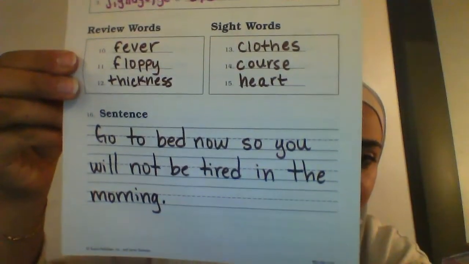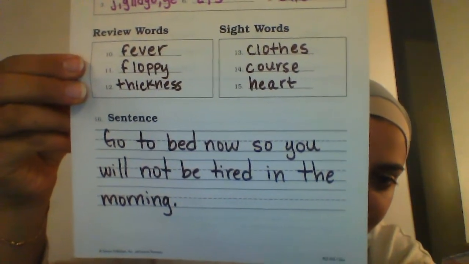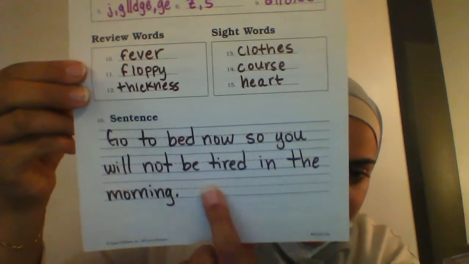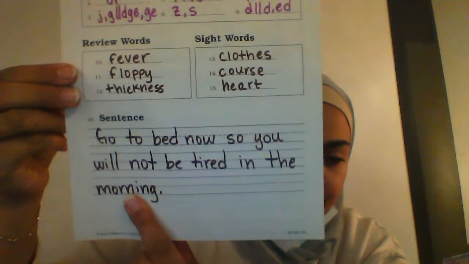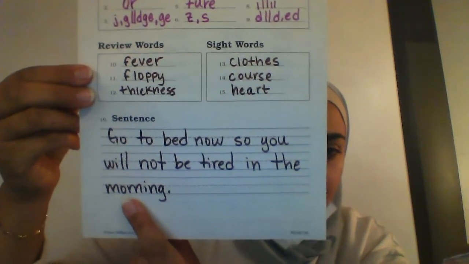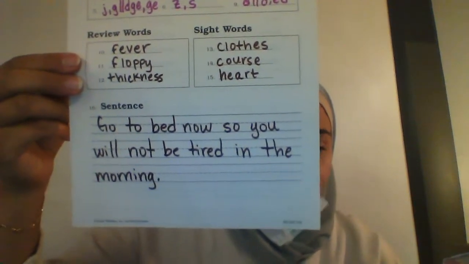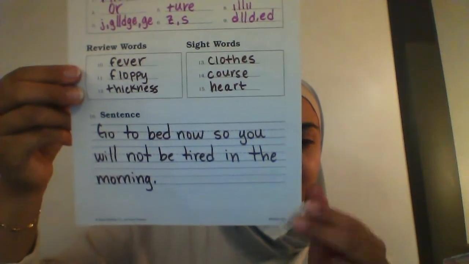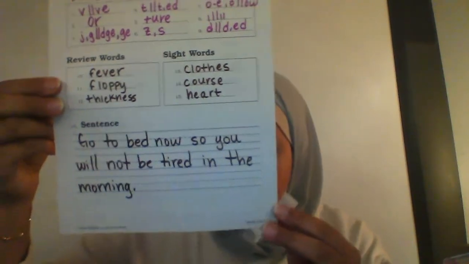All right, this is how your paper should look. Go to bed now so you will not be tired in the morning. I know it looks like I have an M here. It's not an M. The R and N are too close to each other. It's M-O-R-N-I-N-G, morning. Make sure you have a period in the beginning of the first word in your sentence. The first letter in your sentence is capital. All right.